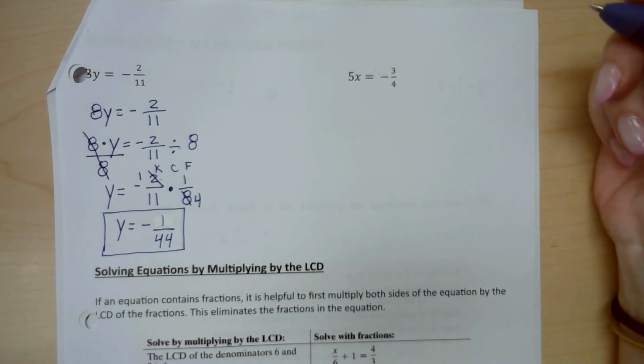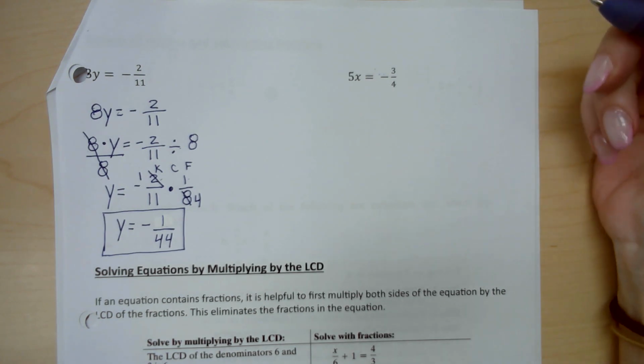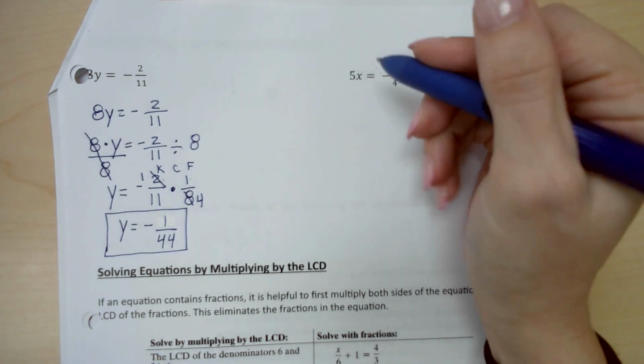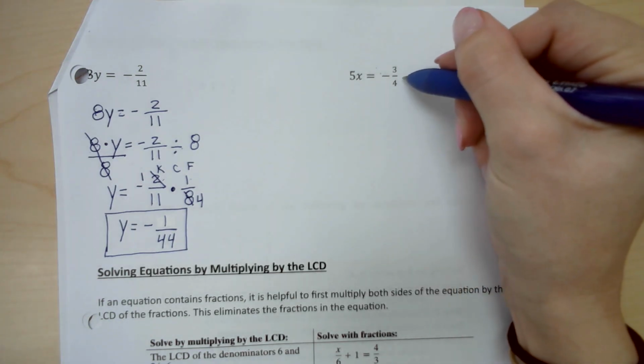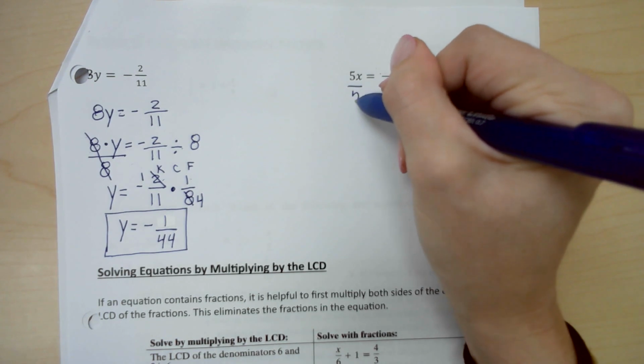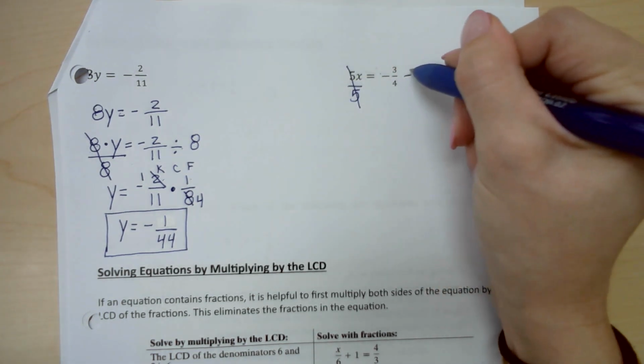So you should have just tried this one on your own. Now you've pressed play. Let's check it together. So this is 5 times x equals negative 3/4. So we have to divide by 5.